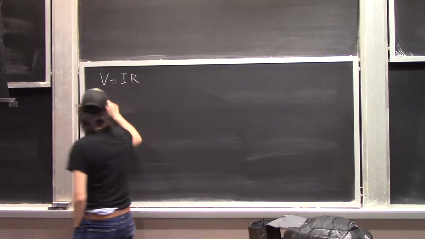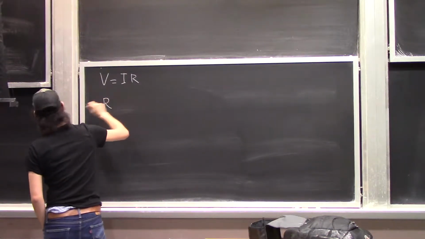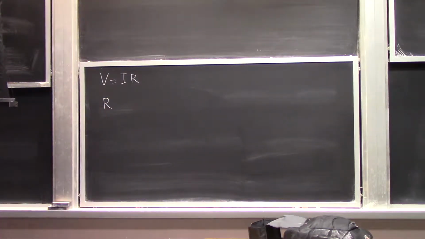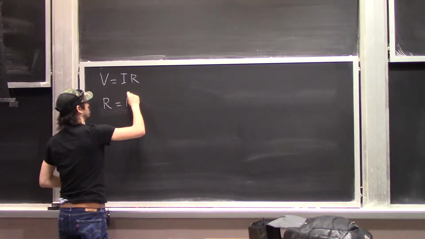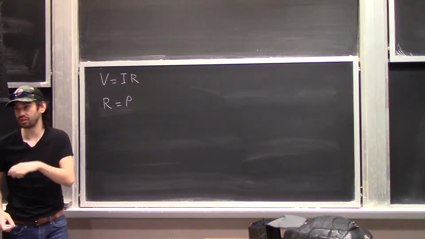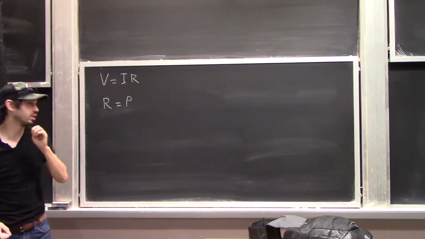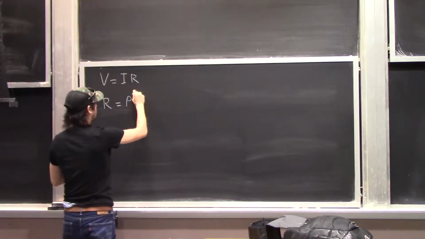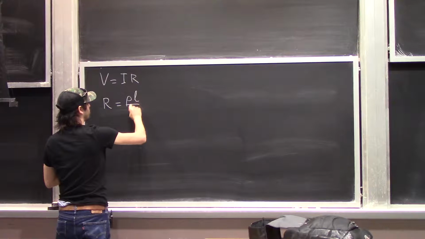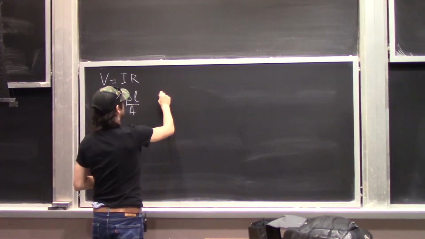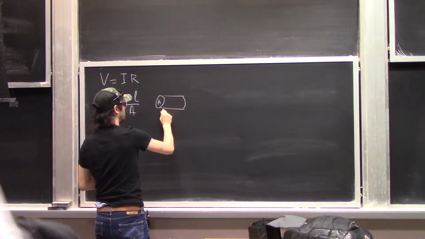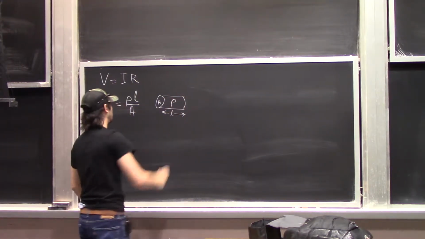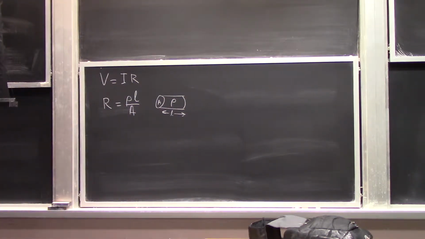The next equation tells you what the resistance is for some resistor. The resistance is equal to rho, the resistivity, which is some property of the material, times L, the length of the resistor, divided by the area. You can consider a resistor that looks like this, where this is the area, this is the length, and it has some resistivity of rho.